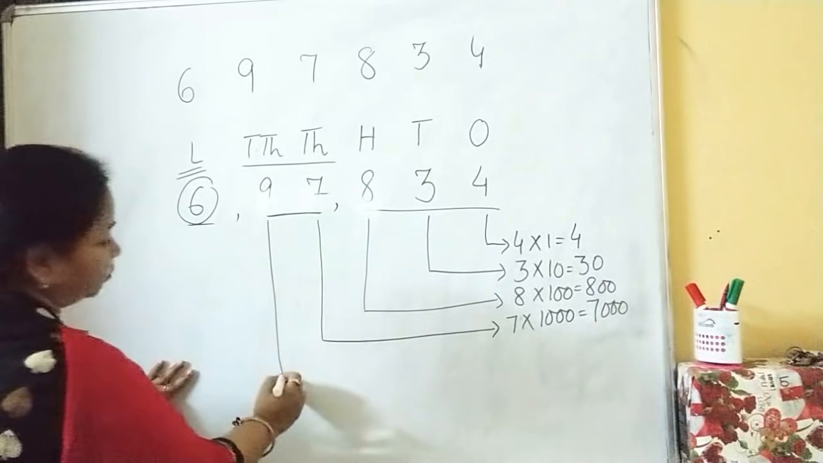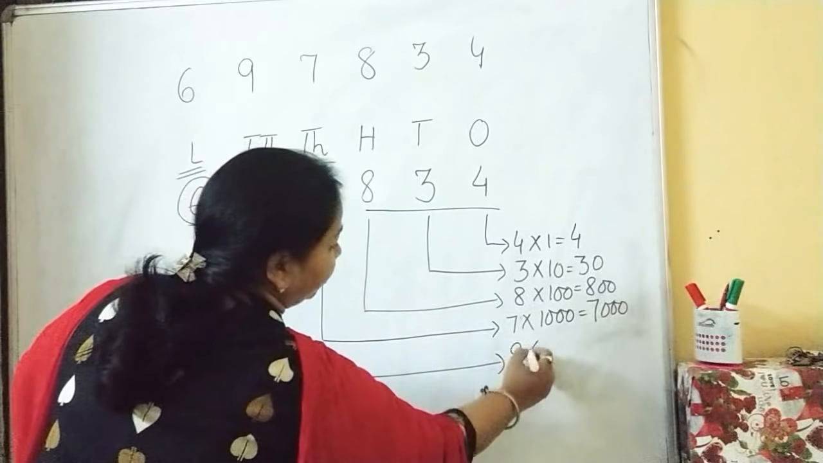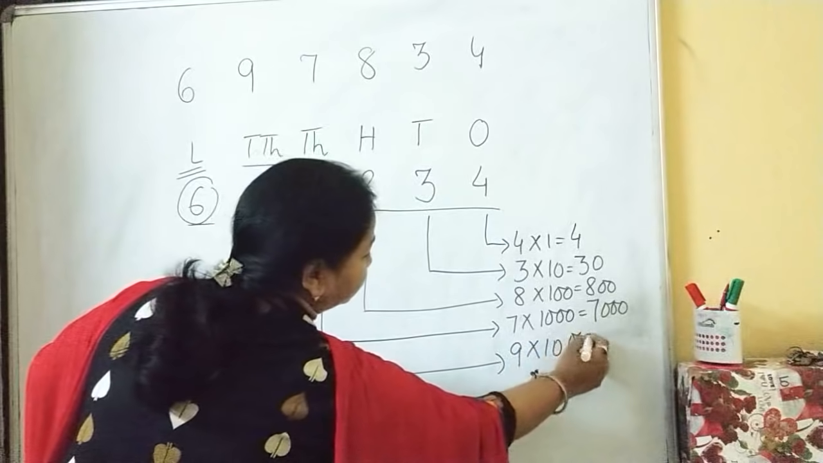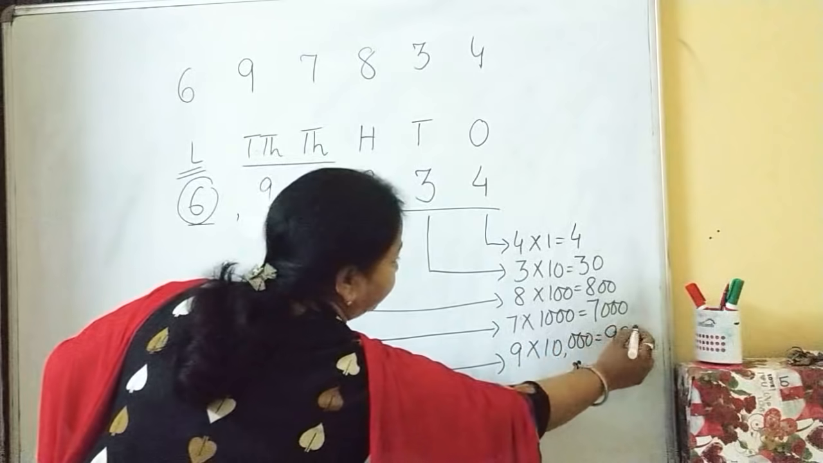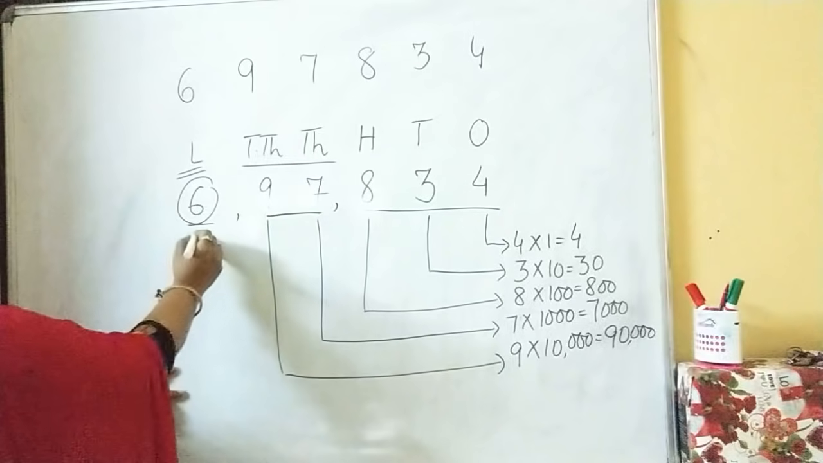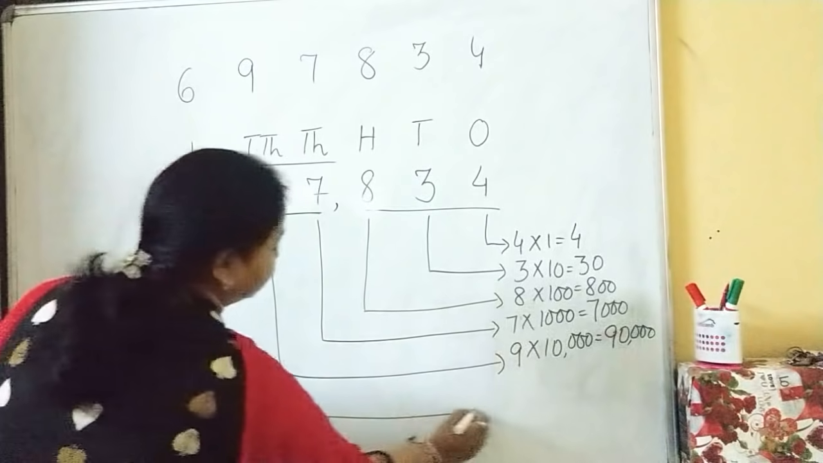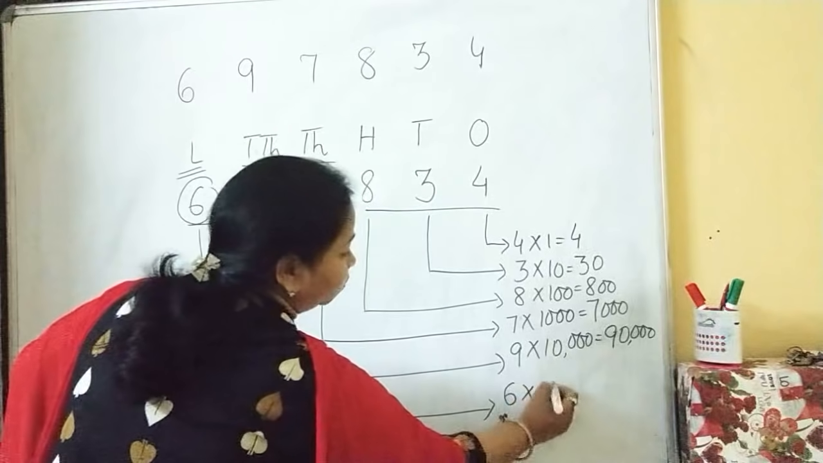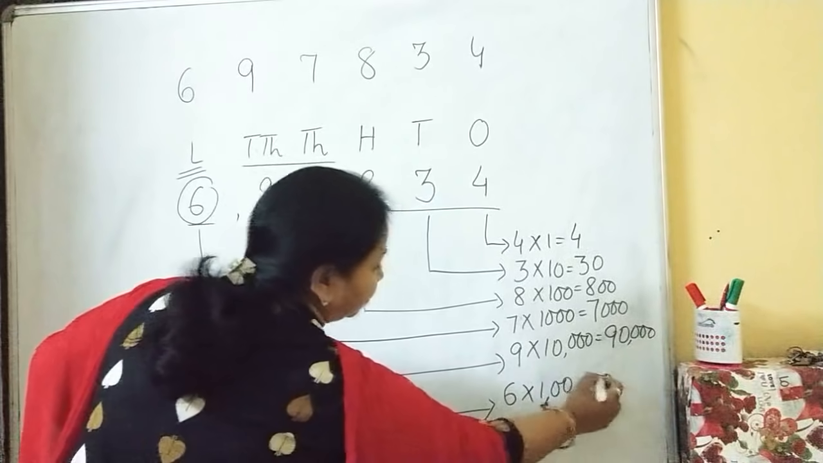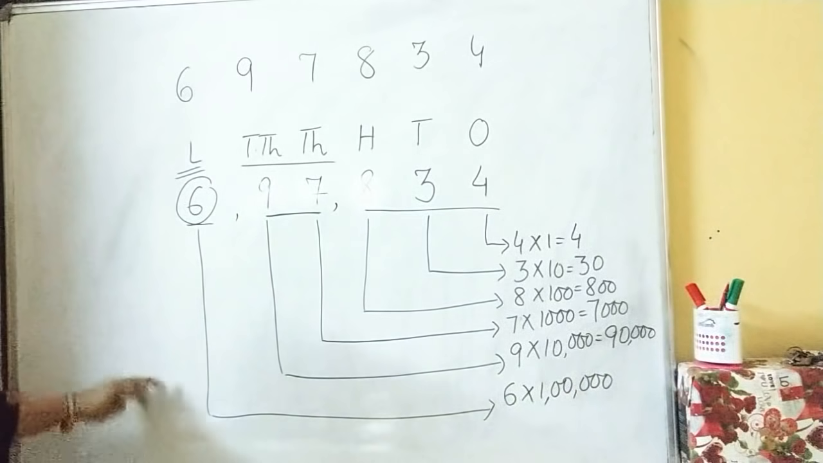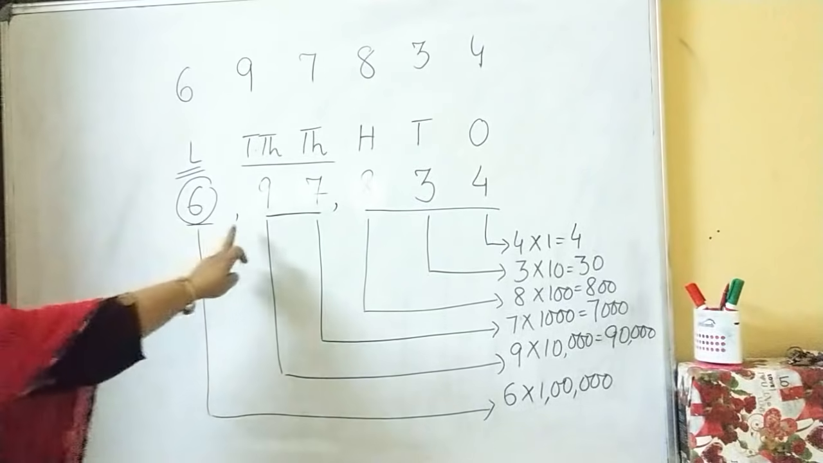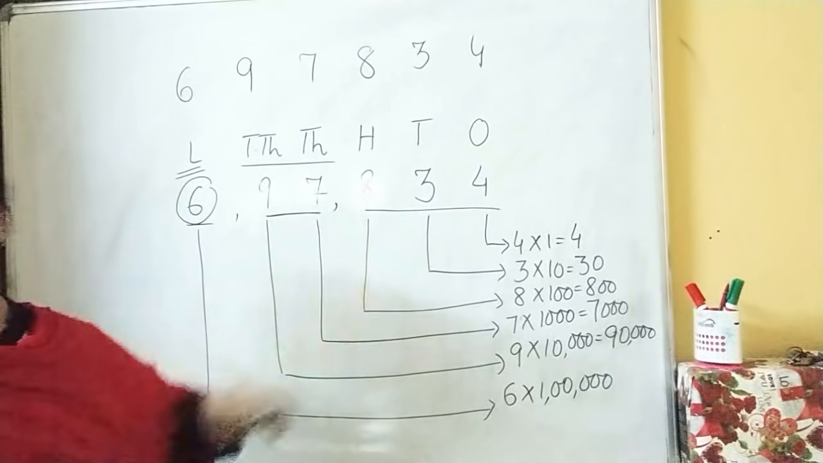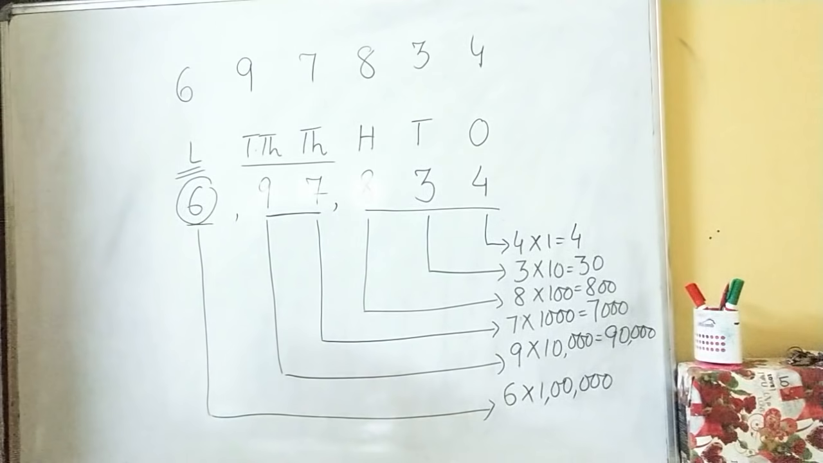9 is at 10,000 place. So 9 multiplied by 10,000 will give us 90,000. And the leftmost digit is at the lakhs place. It is 6 over there. So 6 multiplied by 1 lakh. Therefore, the value is 6,97,834. These are the values of the different digits in the number given here.